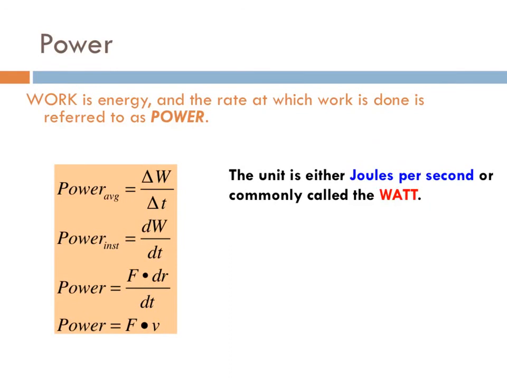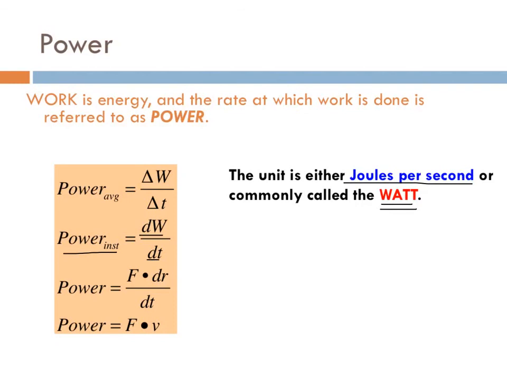And our last little topic under this video is power. Now, work is energy, and the rate at which work is done is referred to as power. Now, power is in units of joules per second, because work is in units of joules and time is in units of seconds, so power is joules per second, and this is called a watt. Now, when you talk about average power, you're talking about a change in work over a change in time. When you're talking about instantaneous power, then you want to talk about the derivative of work with respect to time.